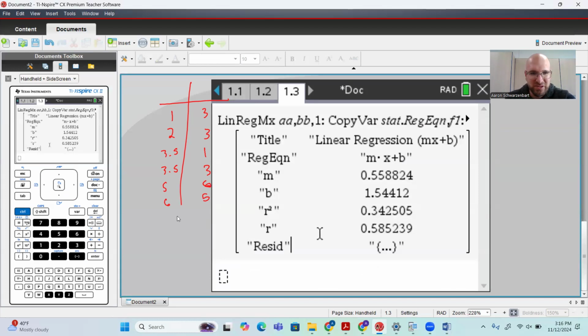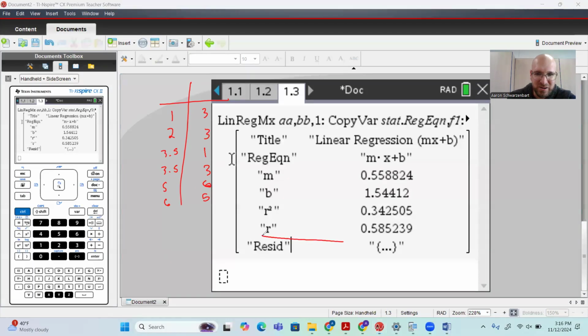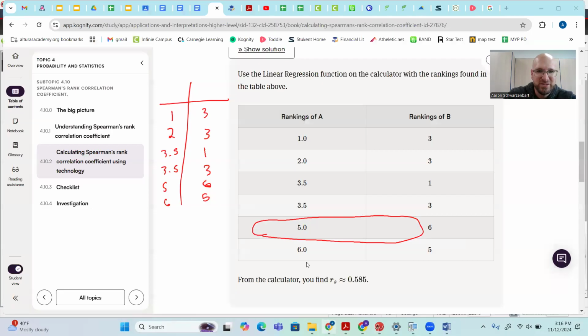My Spearman's rank correlation here is R, 0.585. Not amazing, not terrible. We could see, I mean, if you just look at this data, you're like, that's kind of correlated, I guess, maybe. The further ones are further up, and these ones are at the bottom. So there's some level of correlation, but it's not that good.